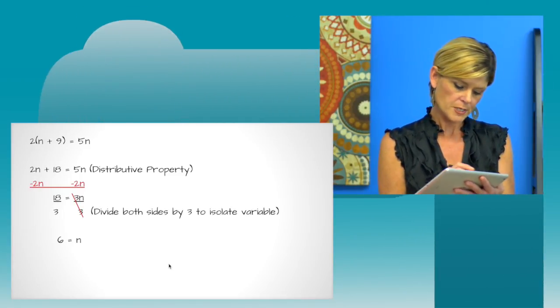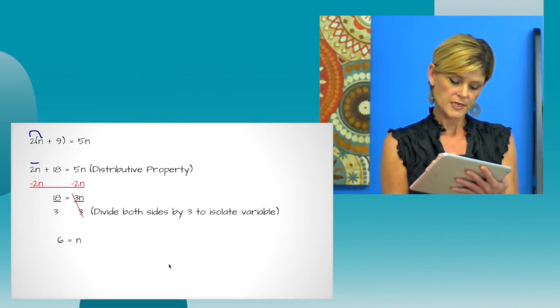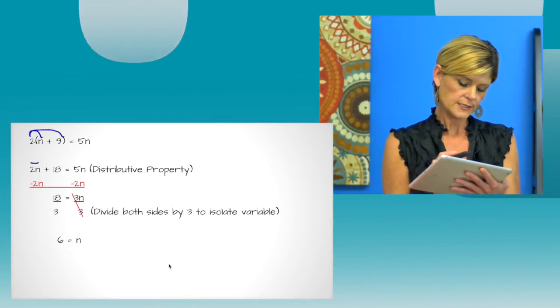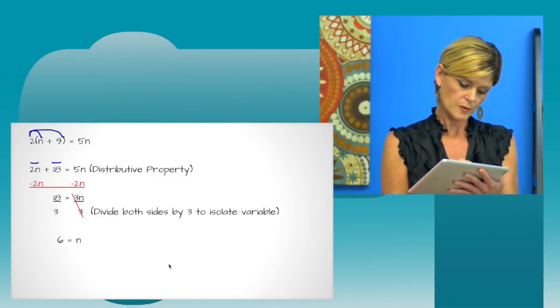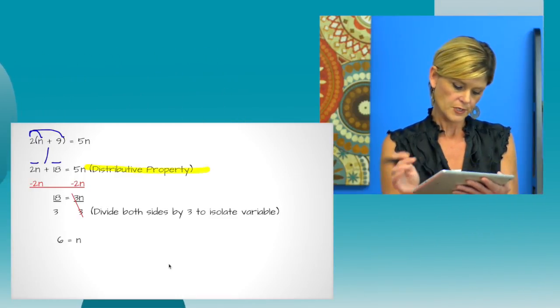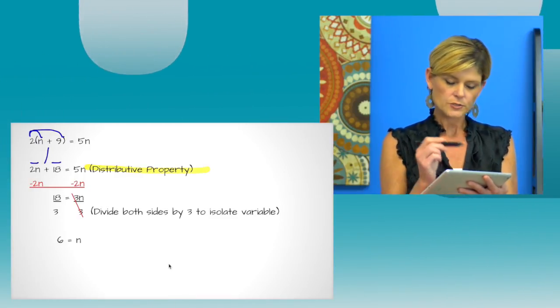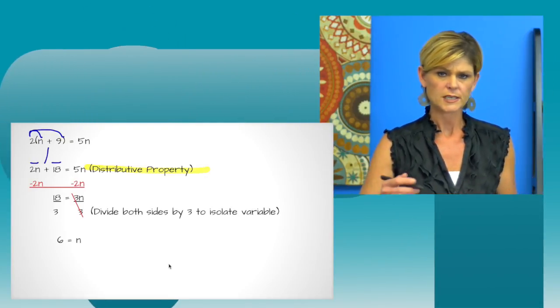Using our distributive property, 2 times n, plus 9, 2 times 9, 18, just bring my plus sign down, equals 5n. So I've used my distributive property first. The next thing I'm going to do, now don't be thrown off because you've got variables on both sides of the equal sign. It's okay.